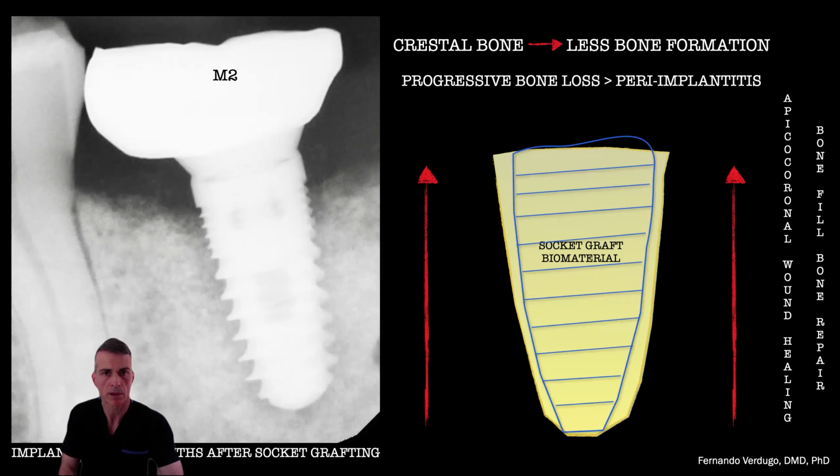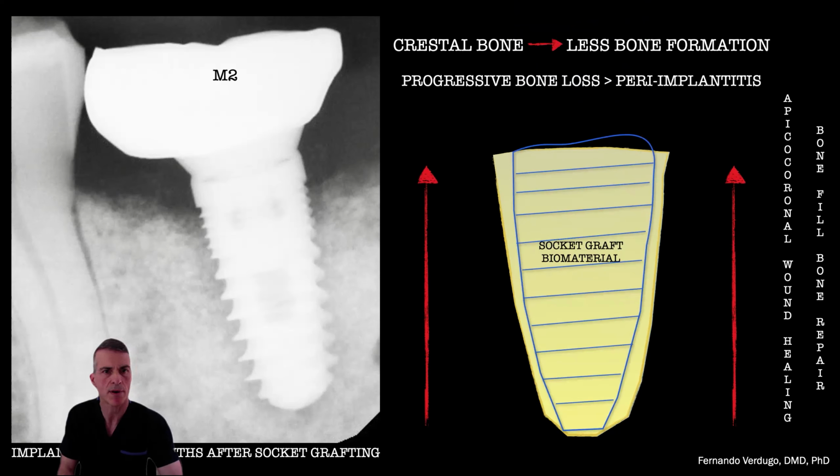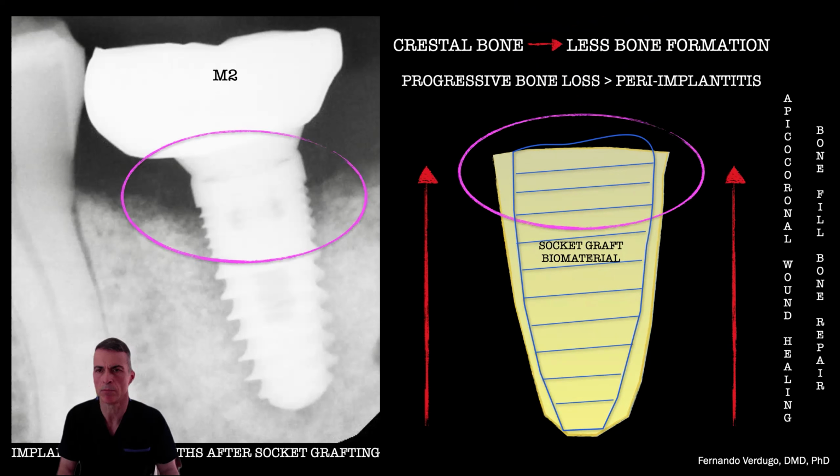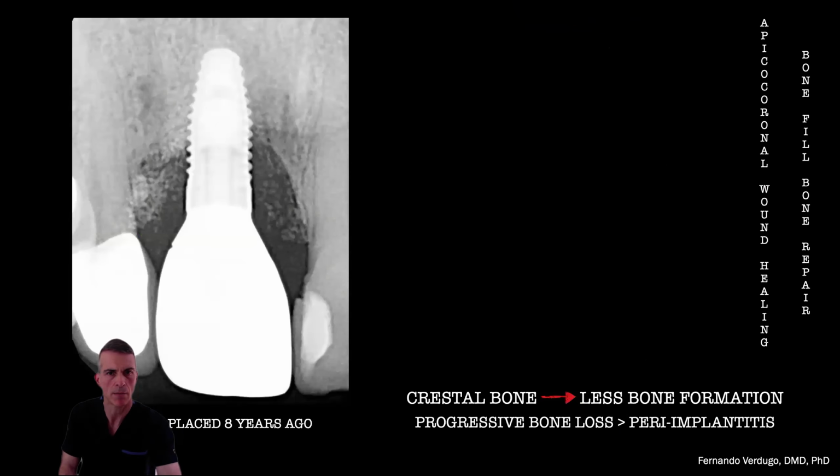That socket will have definitely impaired new bone formation, and that implant will be surrounded by less bone because of the reduced new bone formation. So especially, again, we see more crestal bone loss because, like I said, the depth of the pocket, or the depth of the apex, is what determines the amount of new bone formation.